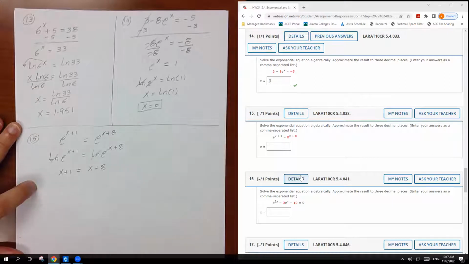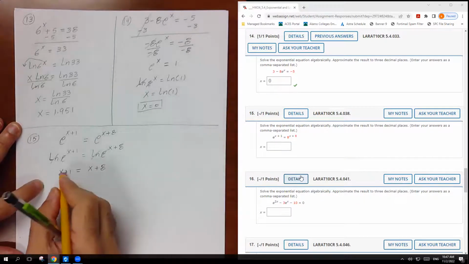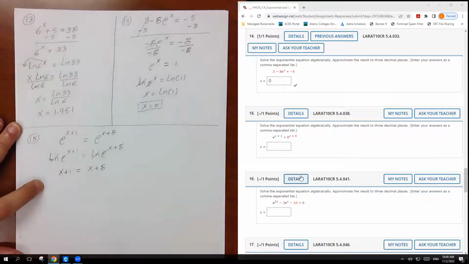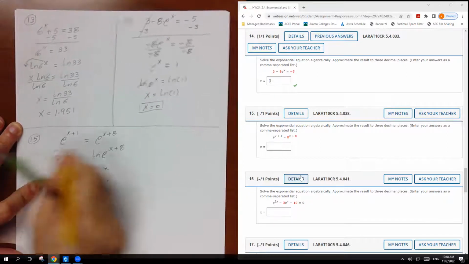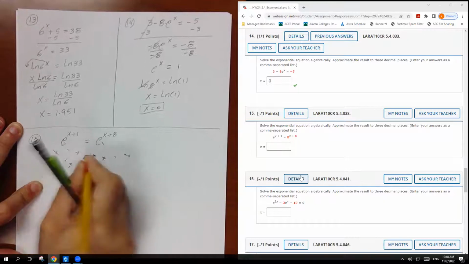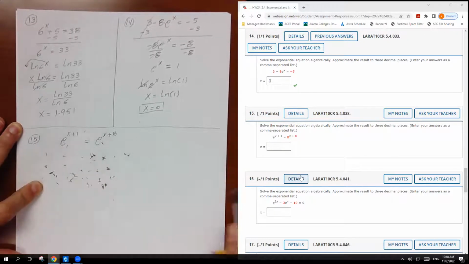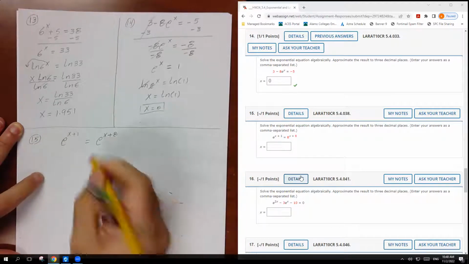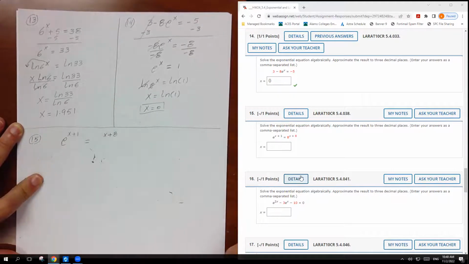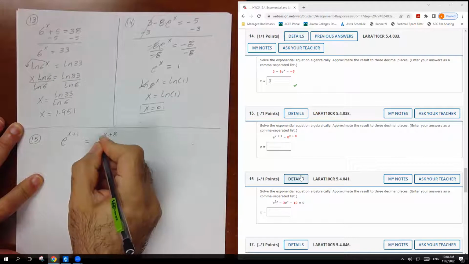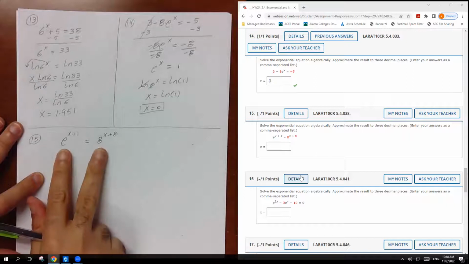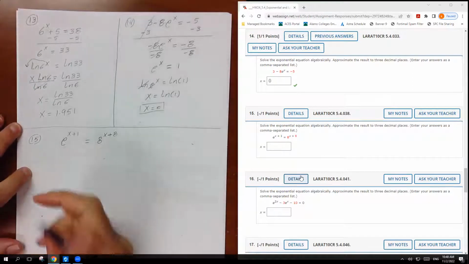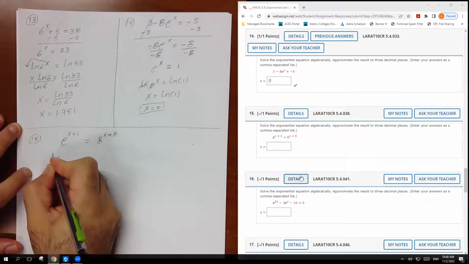Oh, I did something wrong. Because example 15 is not like this. Example 15 is 8 to the x. So we can't do this. That's going to be different. 8 to the x plus 8. Now we don't have equal bases. So the only method to solve this one is to take the ln of both sides.